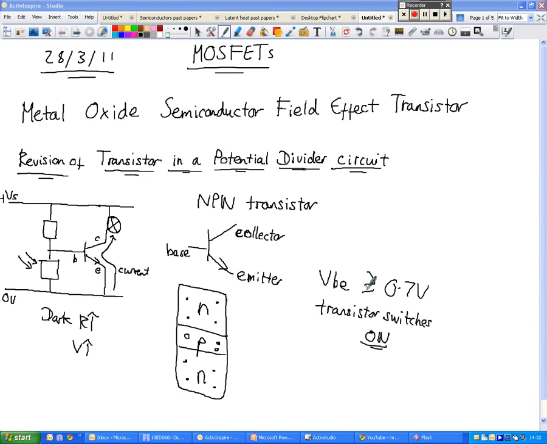MOSFETs stands for metal oxide semiconductor field effect transistor. Very similar to an NPN transistor in that it only switches on once you reach a certain voltage. Thinking back to NPN transistors, it's just two N-type materials sandwiched with a P-type material in between. If you get a voltage above 0.7, you'll switch it on. The MOSFET works in a very similar way, except its switching voltage is slightly different.